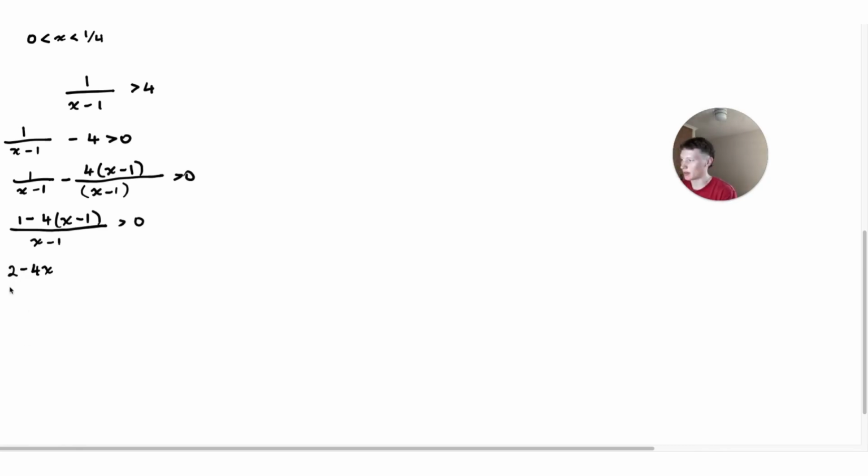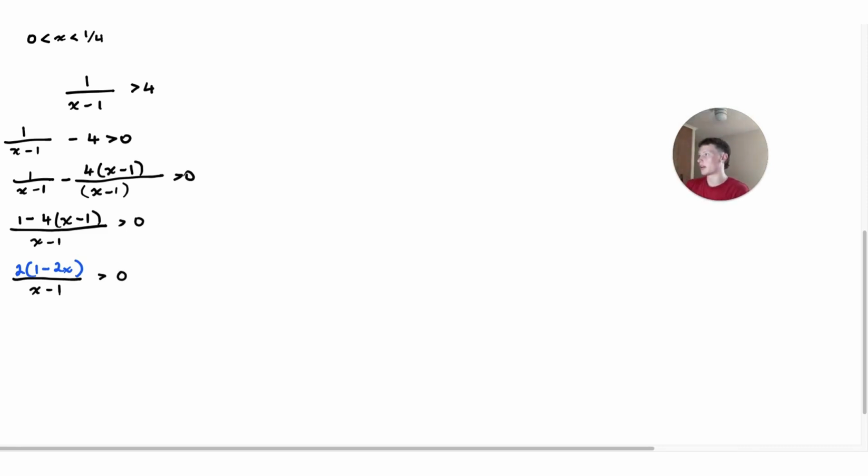And do we agree that if we've got 2 minus 4x, we can say that that equals 2 outside of 1 minus 2x. So that's how I'm going to write the top. Is 2 outside of 1 minus 2x. Cool. And then the bottom stays the same. It's still x minus 1. It's greater than 0. Okay.